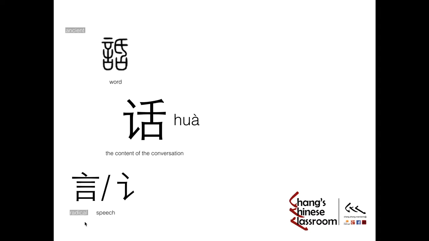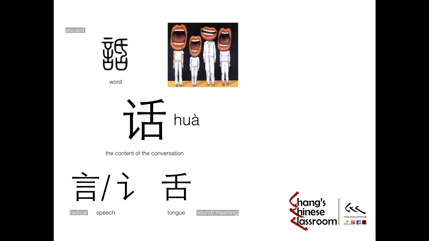So the structure: the left part is the speech character radical. And the right part, 舌, means both, as in ancient times it was pronounced differently, so it gives both a hint about the sound and the meaning, right? So this part is this, 舌, as the tongue. And just to remember, the left part is something you say from the right part, your tongue or mouth, right?